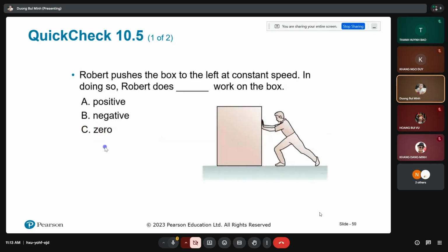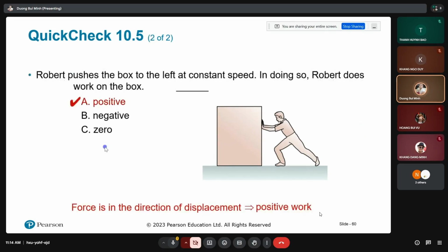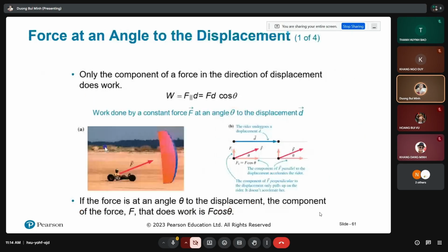What else? Oh, yes. Now we consider that version. Does that force do positive, negative, or zero work on the box? Now, male students. Very easy, so skip.